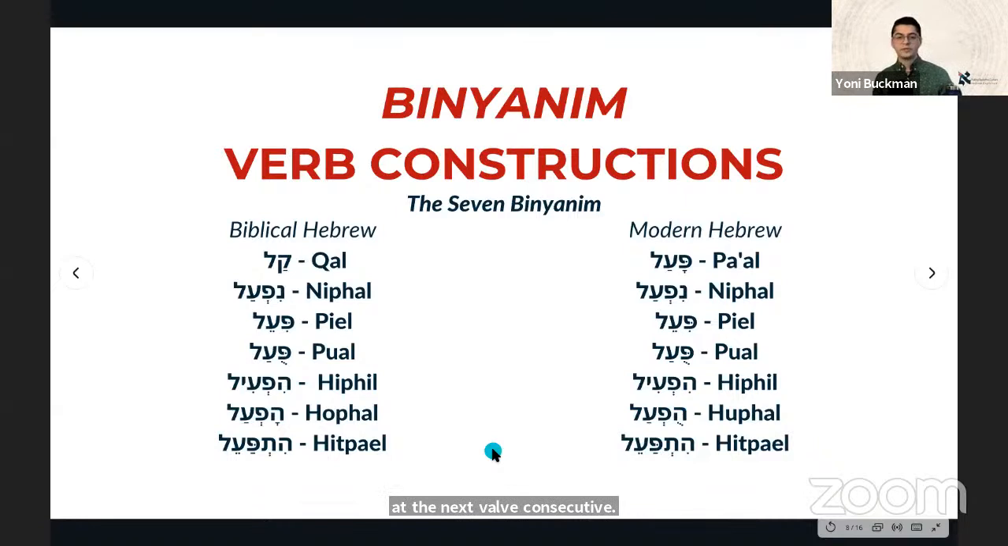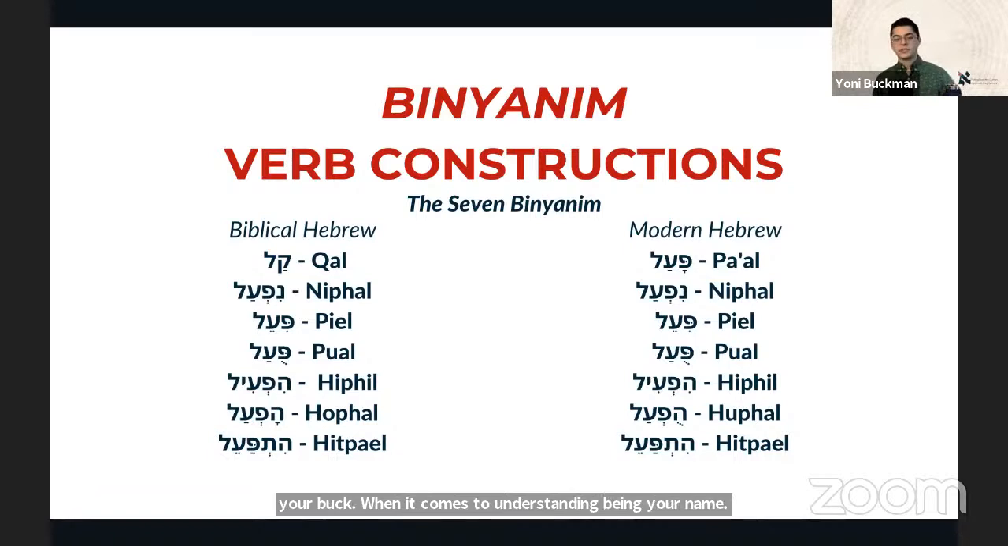Okay, so now we come to our binyanim. This is something where you get a lot of bang for your buck when it comes to understanding binyanim. But I will also say that there are exceptions to everything I'm about to say, and it's a little bit imprecise. And so what we gain in a clear system, we lose a little bit in precision, but overall it's okay.